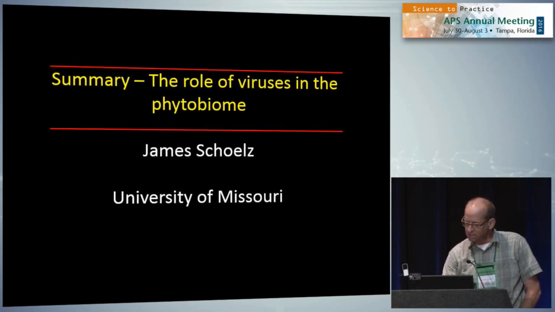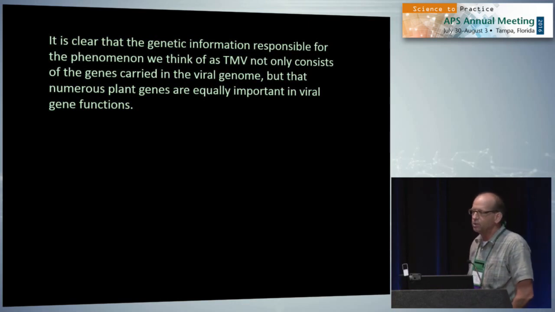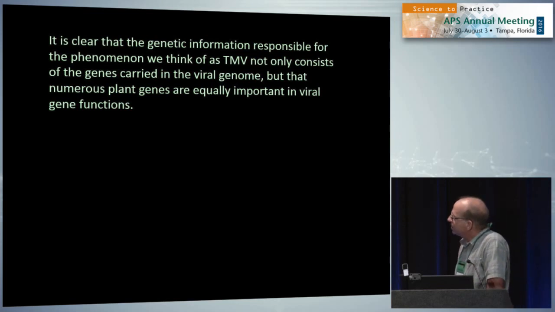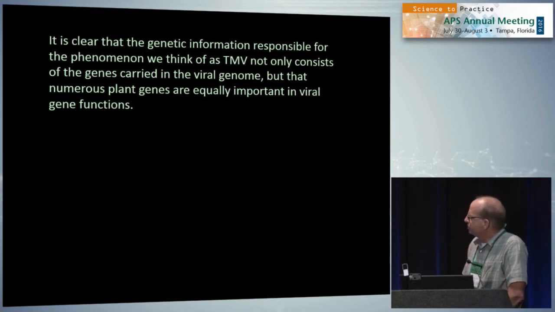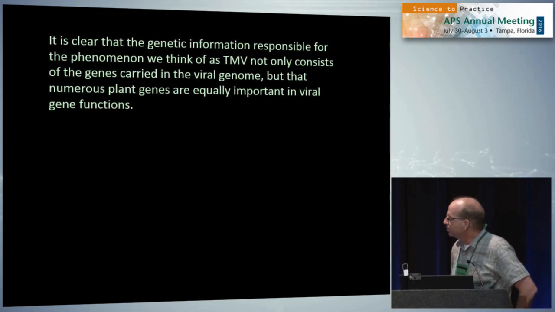I came across this quote, which I thought kind of summarized how I think about this today. The quote actually concerns tobacco mosaic virus, but it really applies to all viruses. And the quote is, "It is clear that the genetic information responsible for the phenomenon we think of as tobacco mosaic virus not only consists of the genes carried in the viral genome, but that numerous plant genes are equally important in viral gene functions.